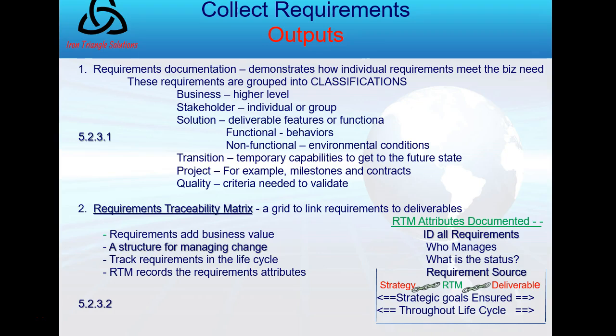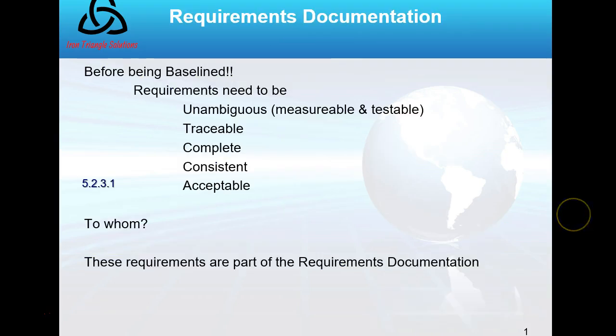And then the other output is my requirements traceability matrix. This is going to directly tie together, linking the requirements and the stakeholders. It gives me a way to trace them throughout the project. So let's take a quick look. Oh, remember requirements documentation: unambiguous. Requirements need to be traceable, complete, consistent, and you could even include acceptable. Okay, to whom? To the stakeholders and the project team. Okay? And these become part of our requirements documentation.